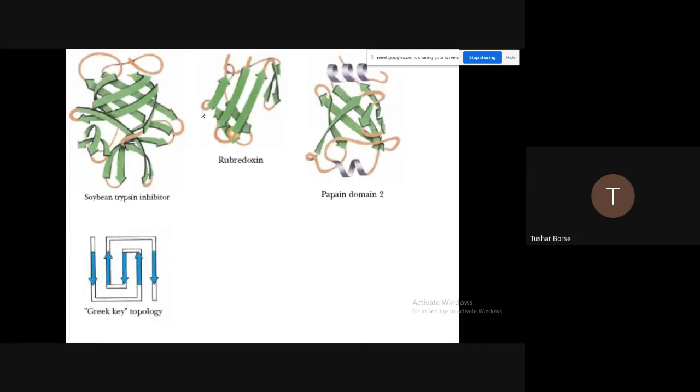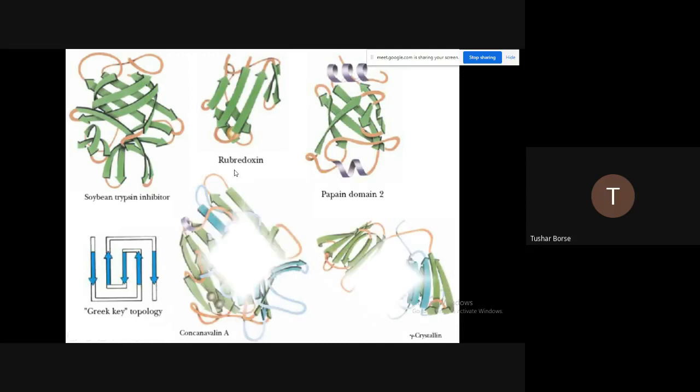Now the Greek key topology. These three examples which are shown are of this particular class or family called the Greek key topology. See some of the more examples which I have shown here. All these proteins have the Greek key topology.